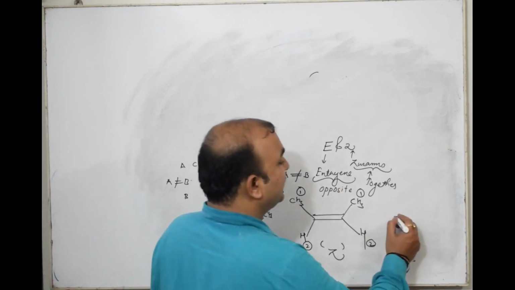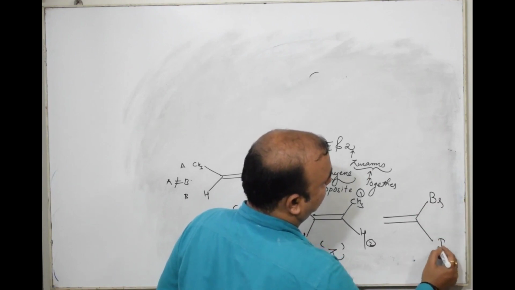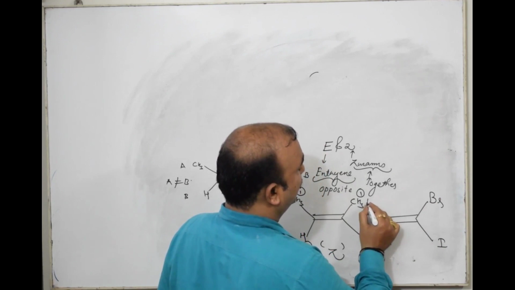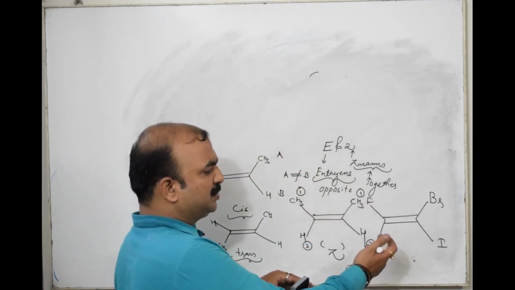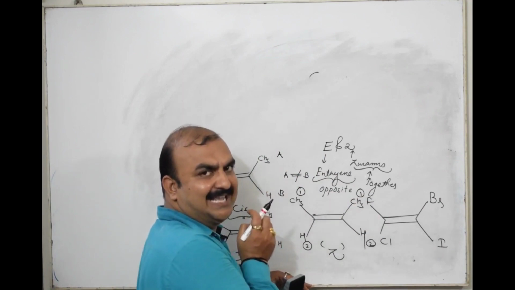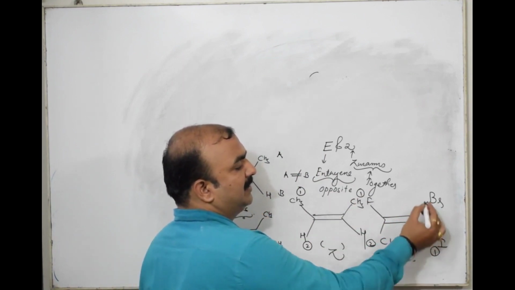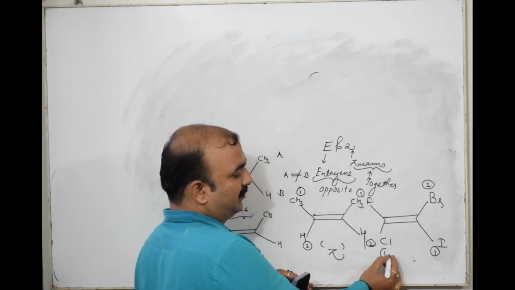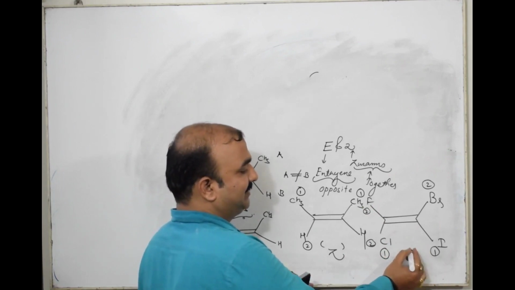Done. Now if you have two different groups, Br, I, Cl and fluorine, this compound shows geometrical isomerism. Yes, A is not equal to B. Please see, out of chlorine and iodine, number 1, number 2. Out of chlorine and fluorine, number 1, number 2. Groups are coming on the same side, that's why it is Z.